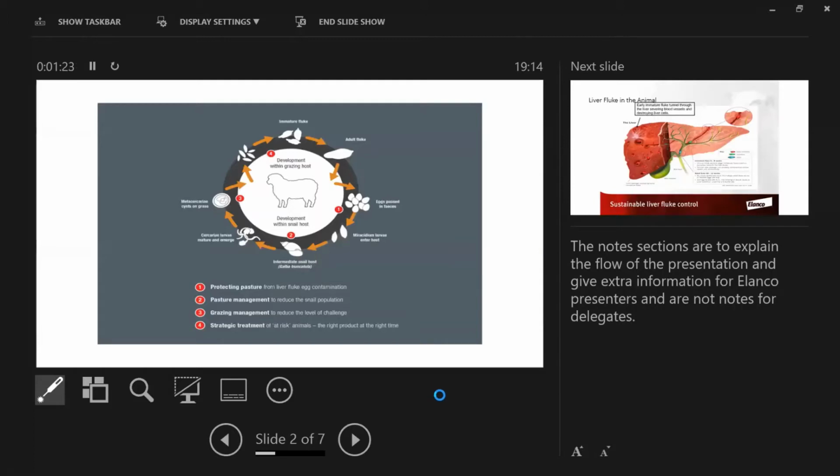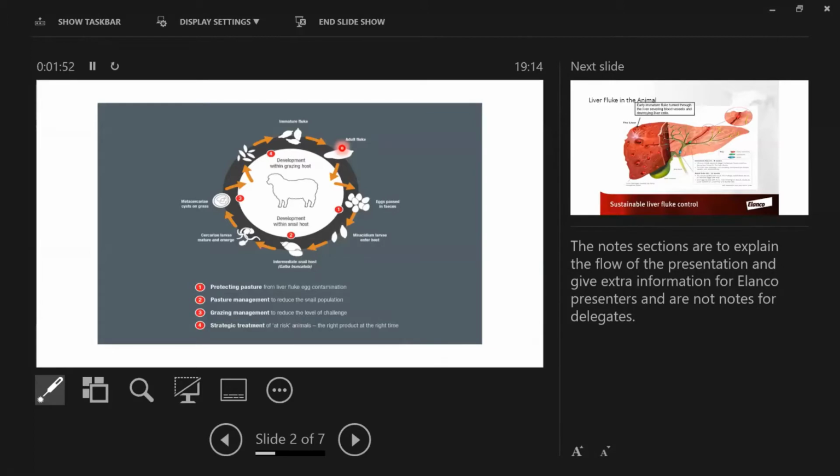Let me know when the picture goes through. Yeah, you're there. So it is rather a complex life cycle, and what we're going to look at is this section here. We're looking at the different stages of liver fluke that are in the animal. That's what we're going to concentrate on within an animal.